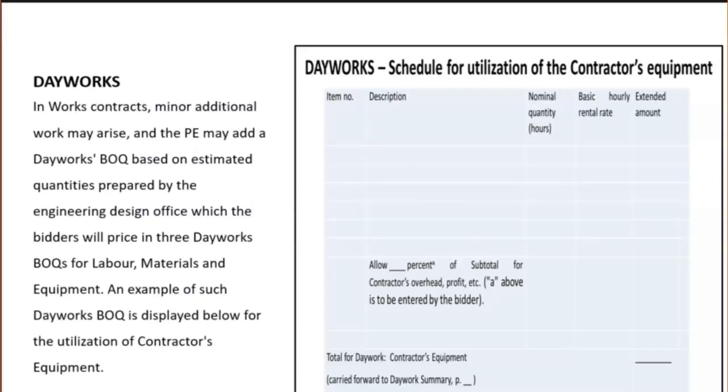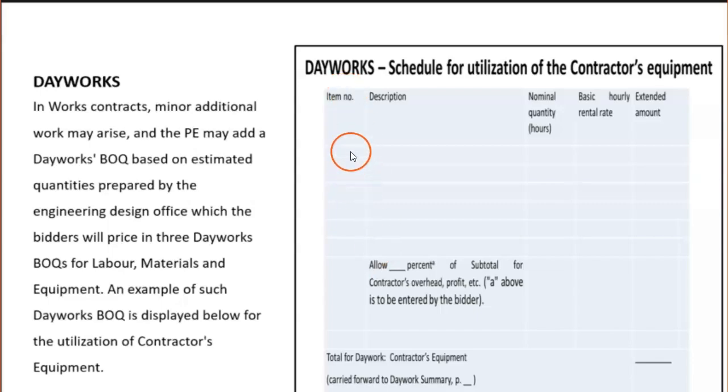Day works BOQ. In works contracts, minor additional work may arise and the employer may add a day works BOQ based on estimated quantities prepared by the engineering design office, which the bidders will price in the day works BOQ for labor, materials, and equipment. An example of such day works BOQ is displayed on your screen for the utilization of contractors' equipment. This is day works schedule for utilization of contractors' equipment.